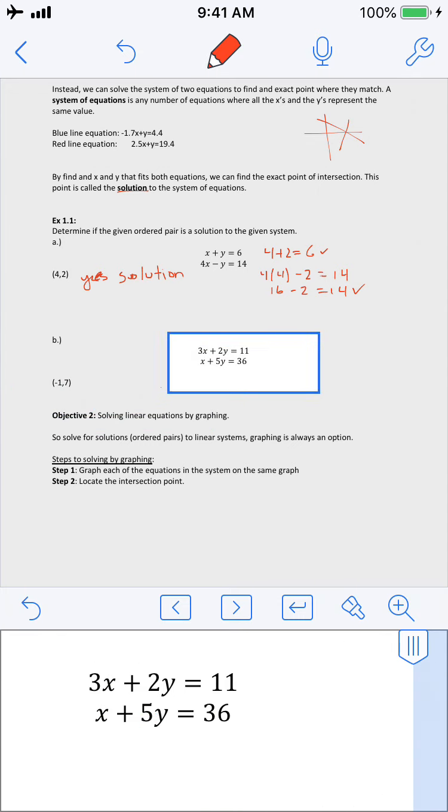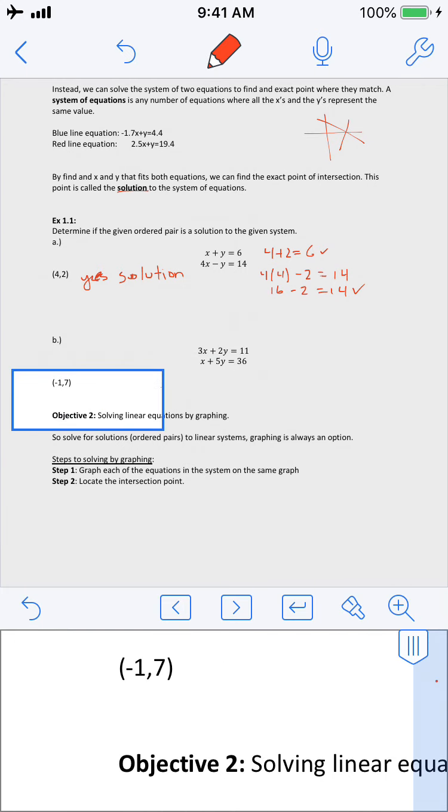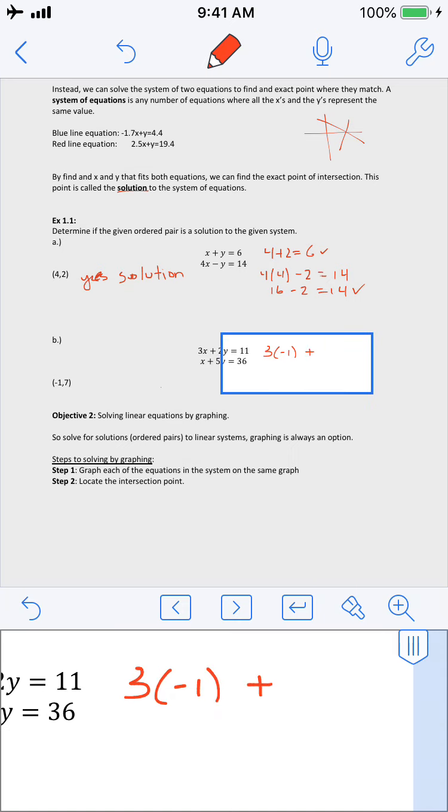All right, let's check this one out. I recommend you try that on your own. Does that one work? Is this one, (-1, 7), a solution to this system? Okay, hope you had time to try that. If not, please pause the video. I'm going to go ahead and plug it in for x.